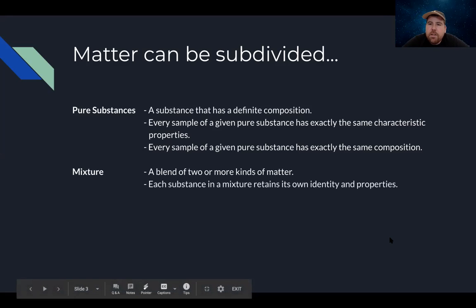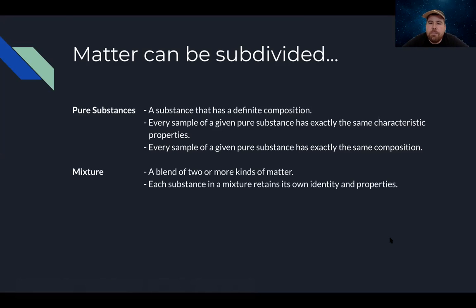The other type of matter that we're going to be looking at are mixtures, and mixtures are really just going to be a blend of 2 types of matter. These types of matter usually are going to be pure substances, but a mixture can have more than 2 pure substances mixed physically together. Generally speaking, the substances in a mixture are not chemically combined to each other. While in that mixture, each substance retains its own identity and properties.